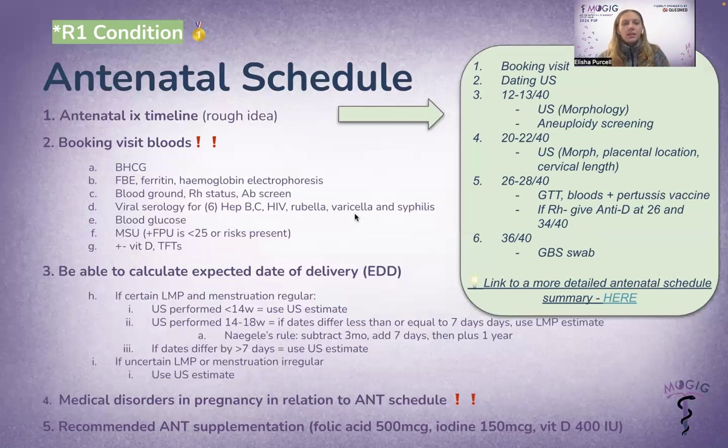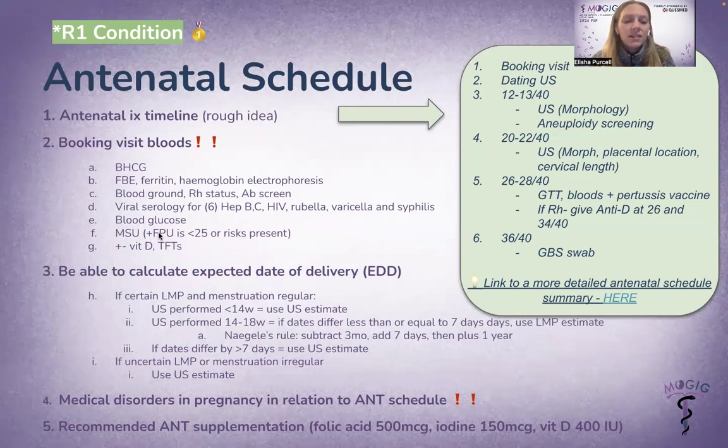The next thing that's important under this R1 condition is booking visit bloods. You have to be able to reel these off, particularly in an OSCE setting. The way I remembered it, it was 6 things. So it'd be the HCG, and then number 2, your blood one, so your FBE, ferritin, hemoglobin electrophoresis, so you're screening for anemia and haemoglobinopathies. 3, this is blood group, rhesus status and antibody screen. 4, viral serology. It's easy to think 6 total to remember, and then 6 for viruses: Hep B, C, HIV, rubella, varicella, and syphilis, 6 in total. Blood glucose 5, midstream urine 6.